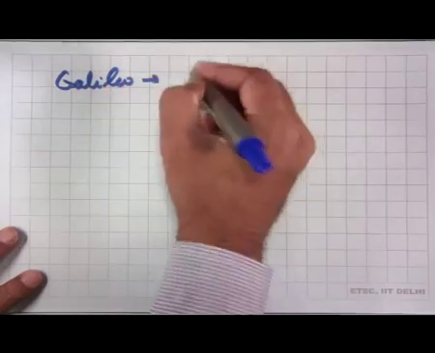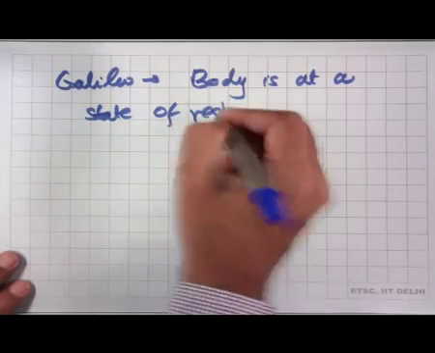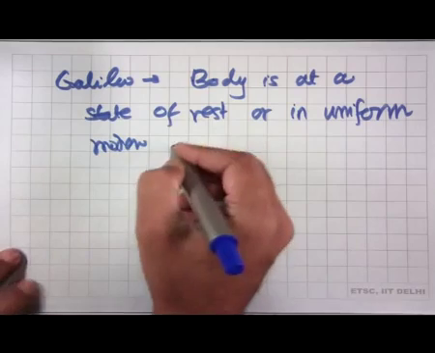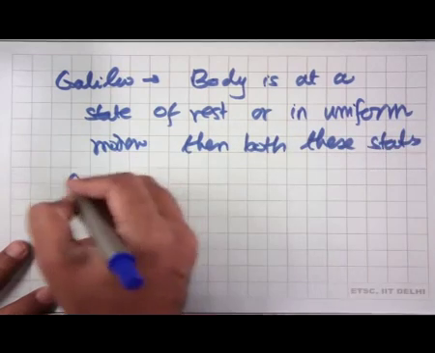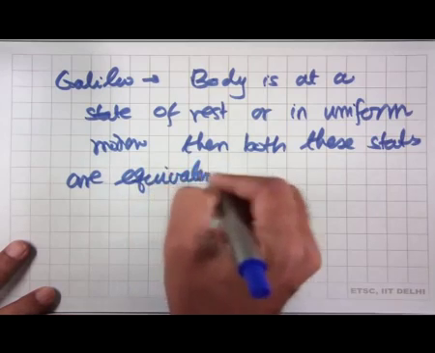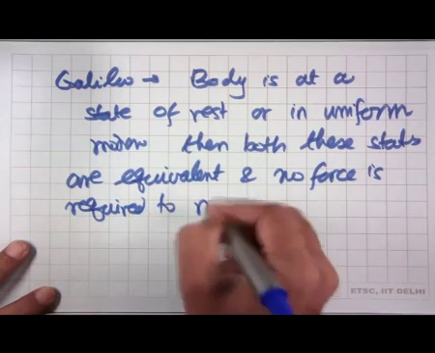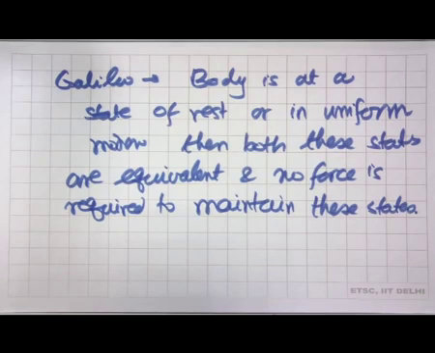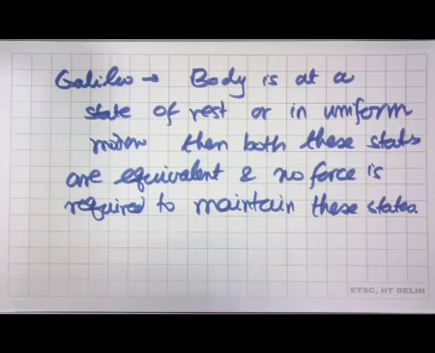So, what Galileo's observation was, if a body is at a state of rest or in uniform motion, then both these states are equivalent and no force is required to maintain these states.